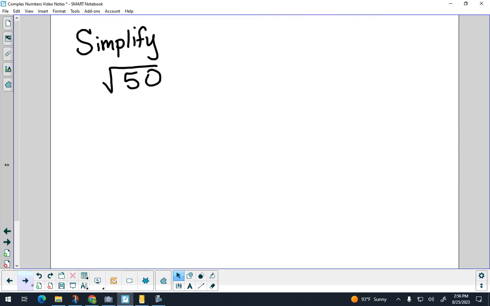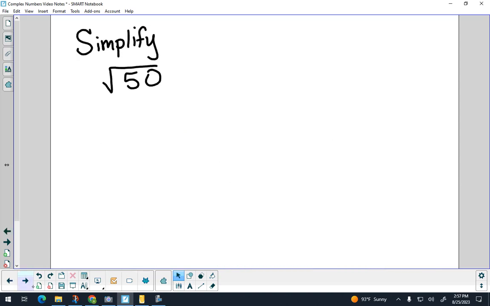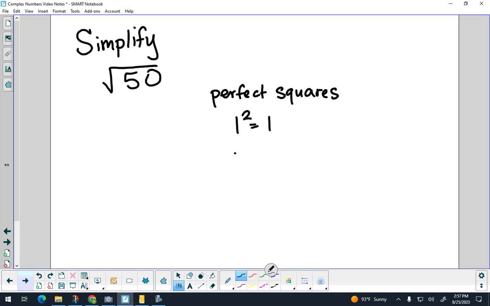So now let's get into this understanding of what I just said about this i. We just said that i is what we use when we're trying to figure out the square root of a negative number. So let's try to simplify one that is not a perfect square. Okay, remember our perfect squares. Like 1 squared is 1, 2 squared is 4, 3 squared is 9, etc., right? So this is not a perfect square.